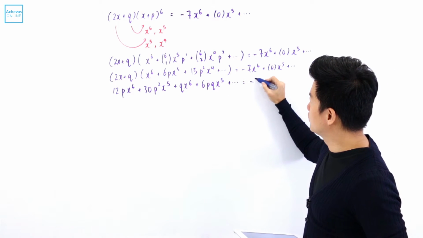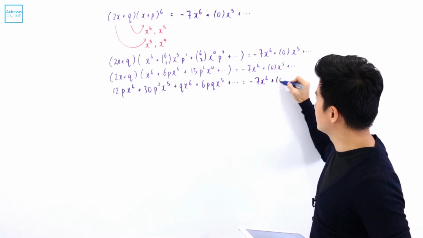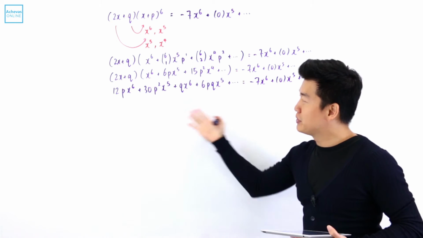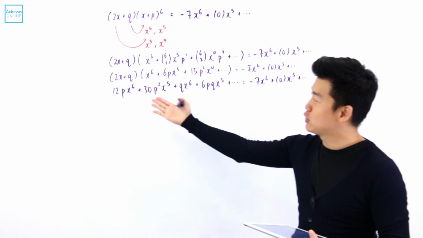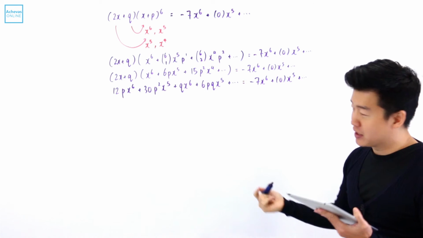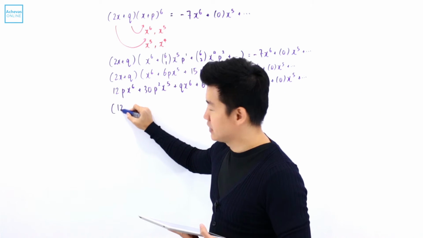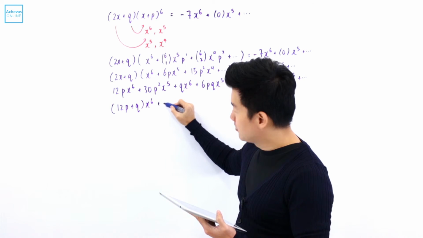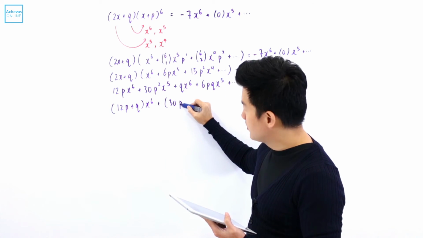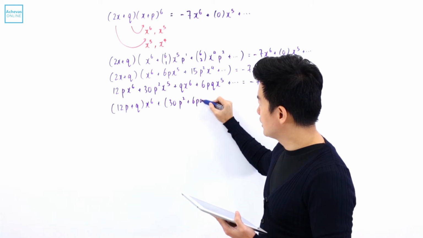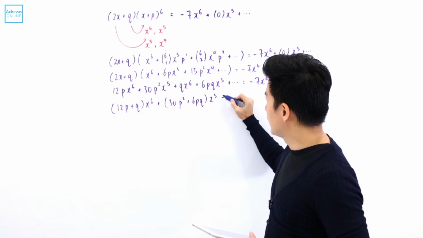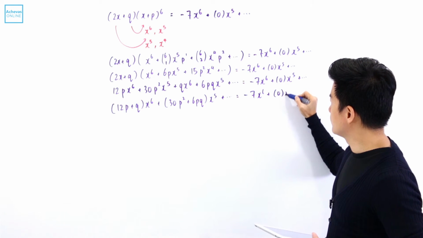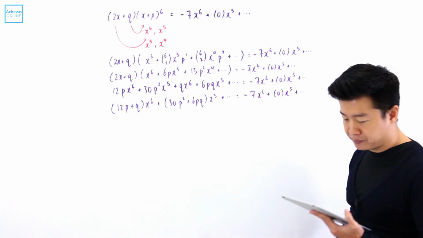Plus dot dot dot is equal to minus 7x to the power of 6 plus 0x to the power of 5 and so on. Let's regroup them so that I can group all the x to the power of 6 and x to the power of 5 together. So what I will have is 12p plus q, x to the power of 6, plus 30p squared plus 6pq, x to the power of 5. This is minus 7x to the power of 6 plus 0x to the power of 5 and so on.